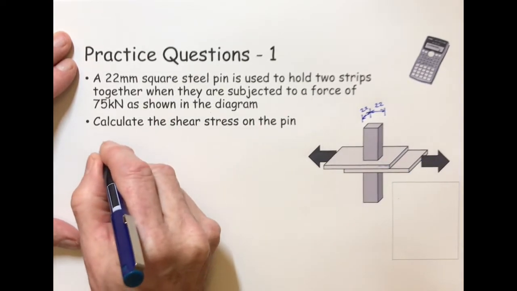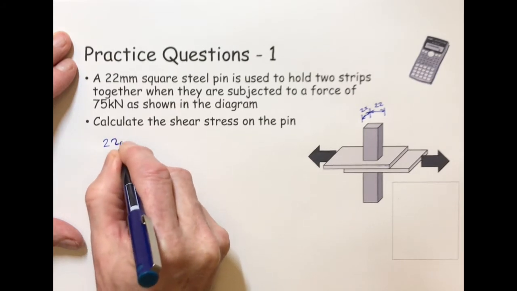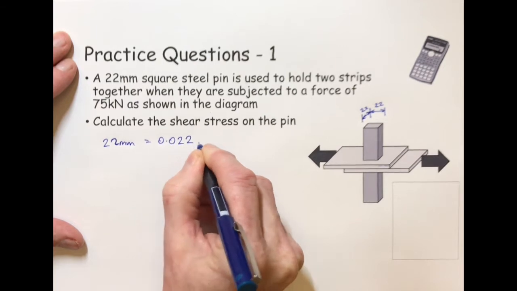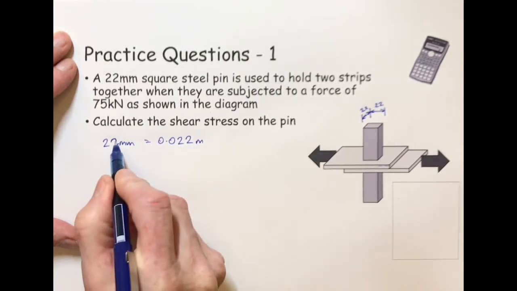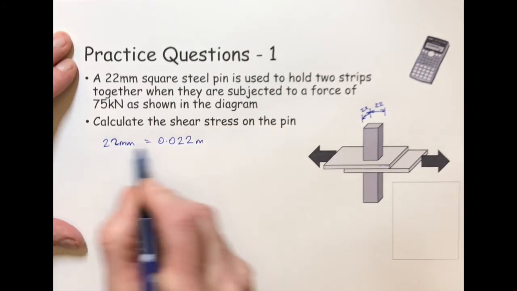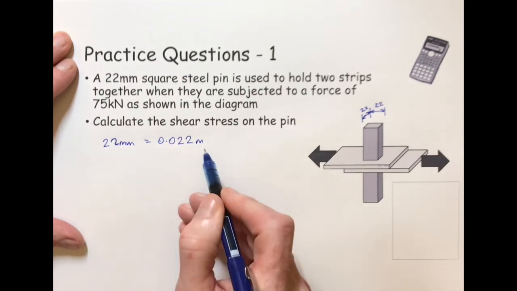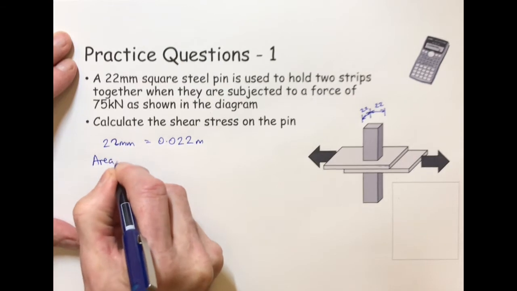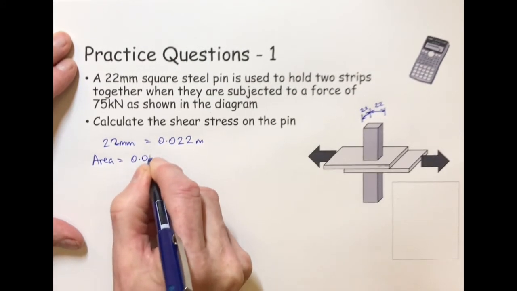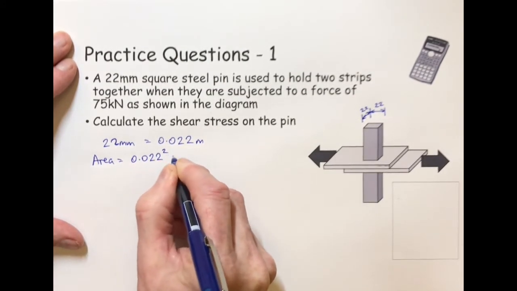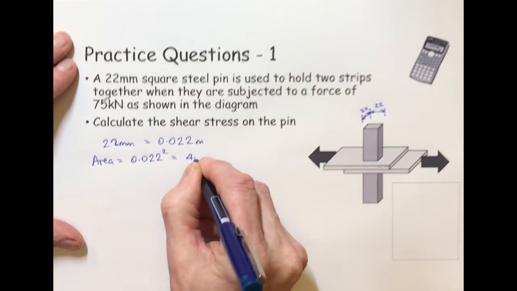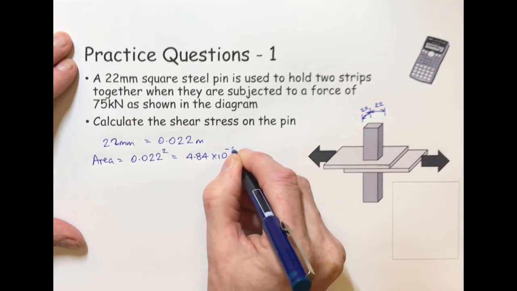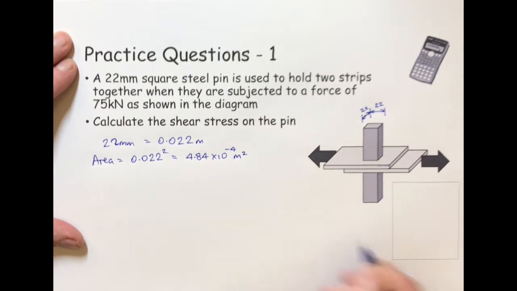So therefore, 22 millimeters equals 0.022 meters. Because remember, you just jump the decimal place along 3 times to convert from millimeters to meters, to divide by 1,000. Therefore, the area equals 0.022 squared, which comes to 4.84 times 10 to the power of minus 4 meters squared.